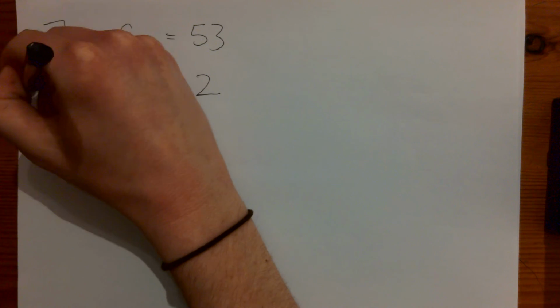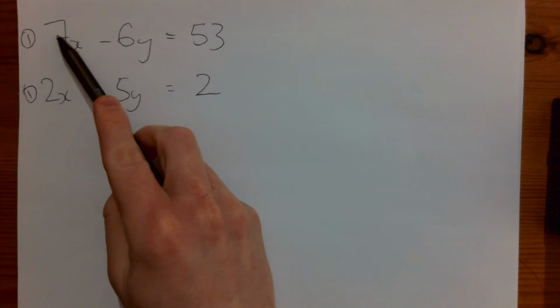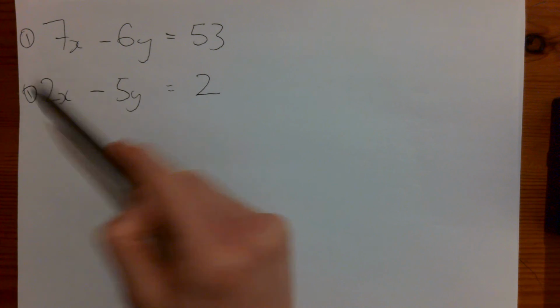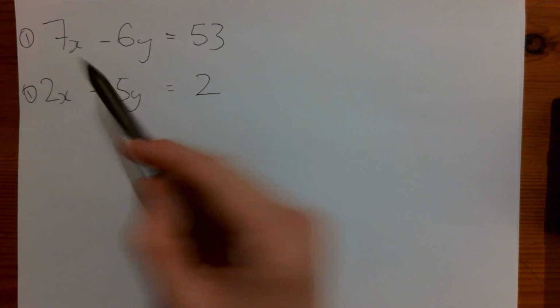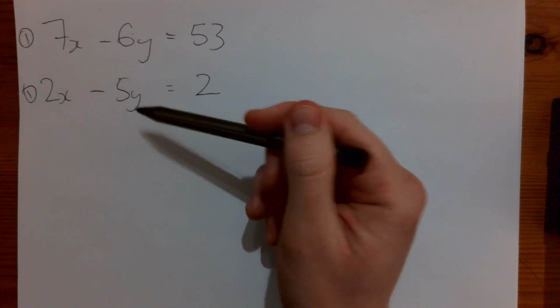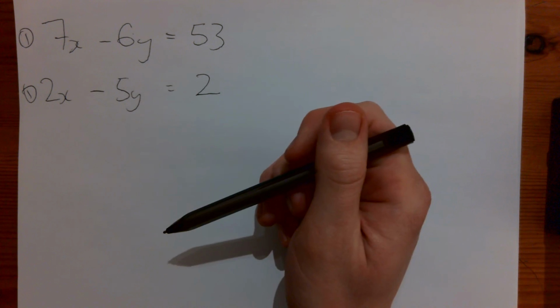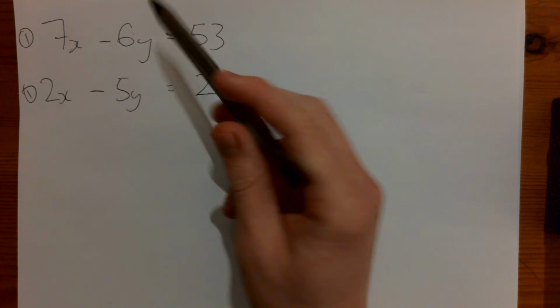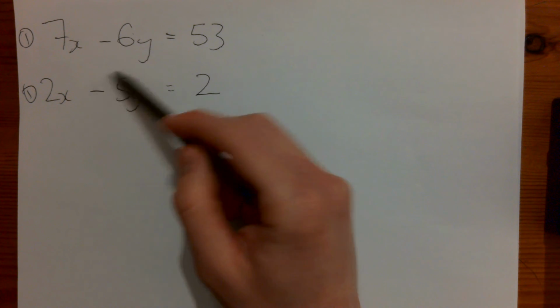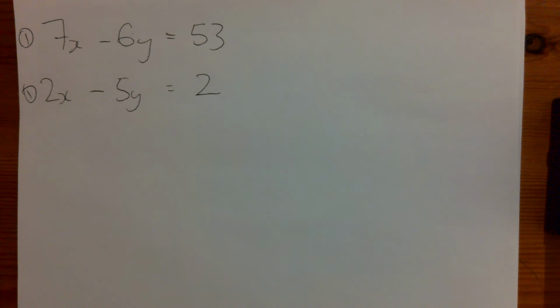So I'm going to have to multiply both of them up. Now I can see that I can multiply the 7 up and the 2 up to make 14, or I could multiply up the y coefficients to make them both 30. Now this is negative and this is negative, so there's going to be some fiddly negatives involved in this equation, whichever way I do it.